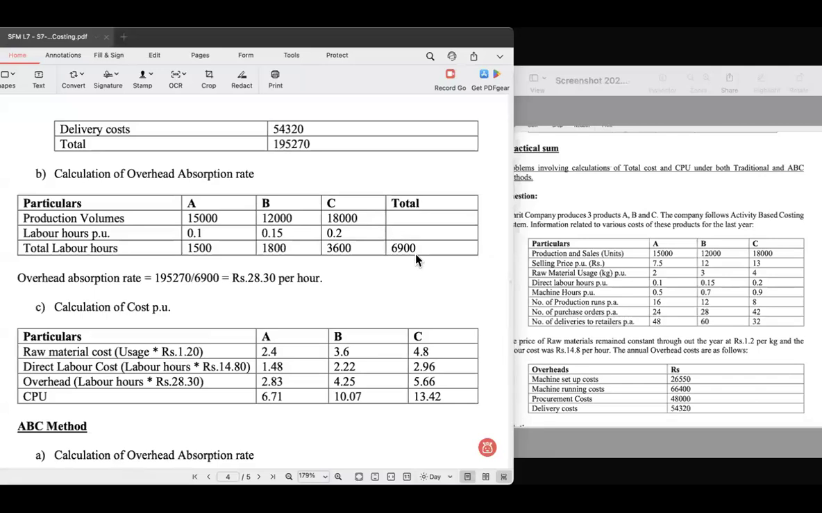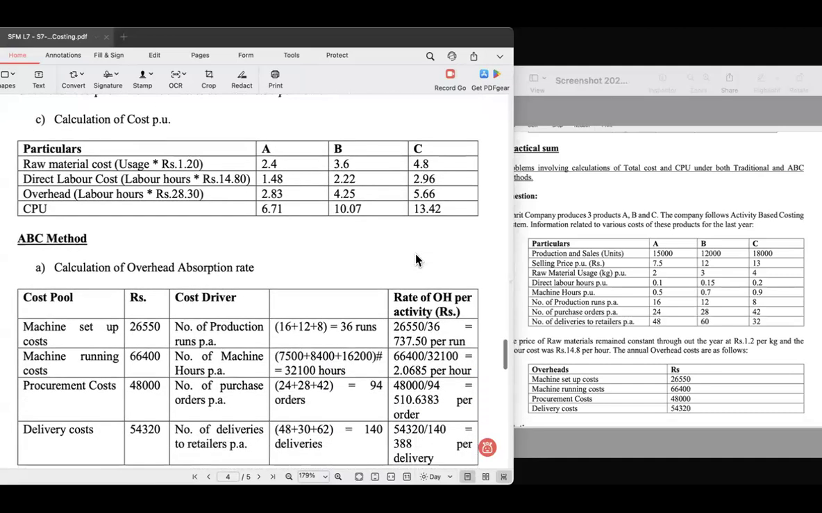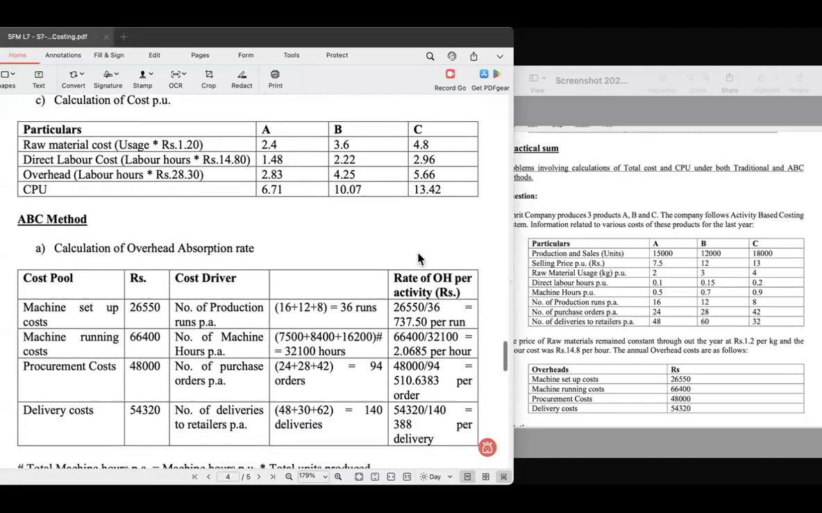Great. So now we're moving on to the ABC method. We'll do the ABC method and then come back to traditional. Then you will feel a difference. Then you'll be like, oh, the traditional is way easier than the ABC. Now let's look into the ABC method.